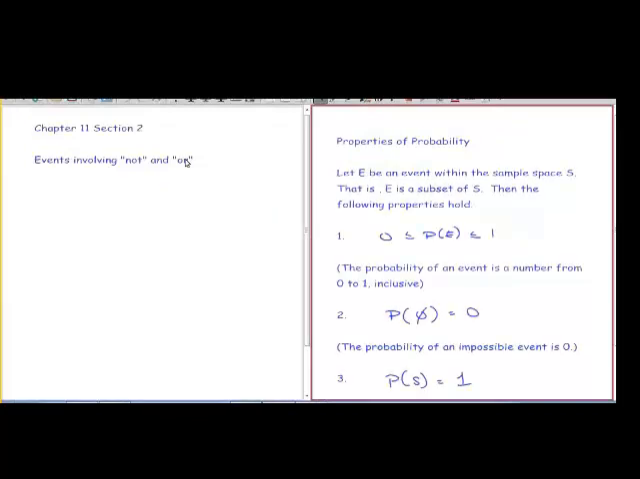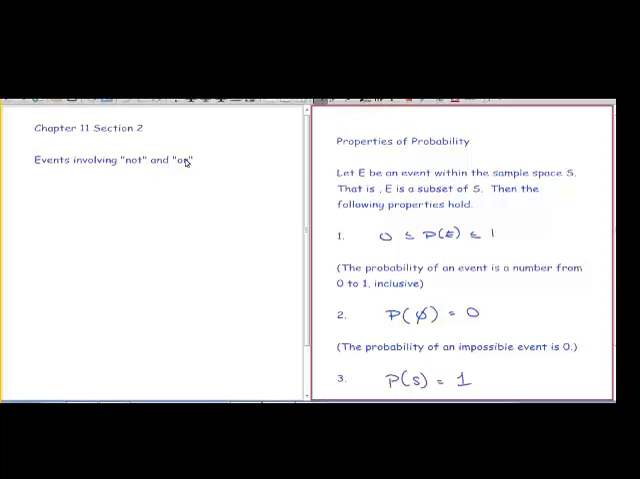So it kind of relates to this. These are properties of probability. I've mentioned some of these, but this is a formal version. So it says let E be an event within the sample space S. That's what we've been doing. That is, E is a subset of S.